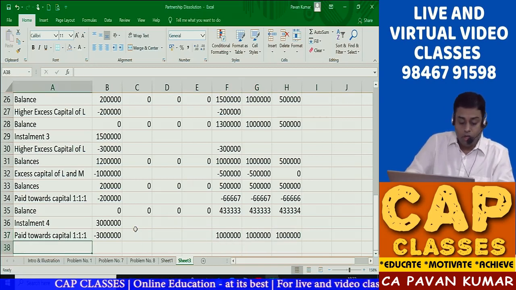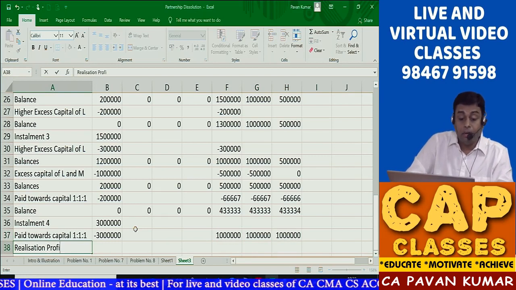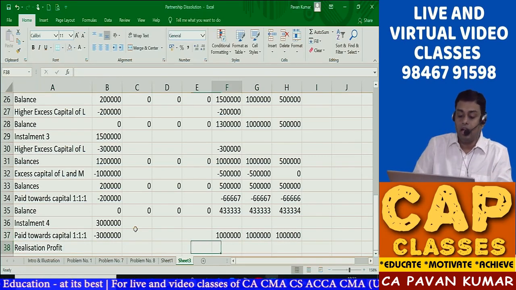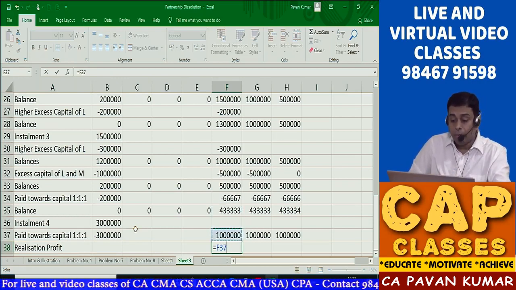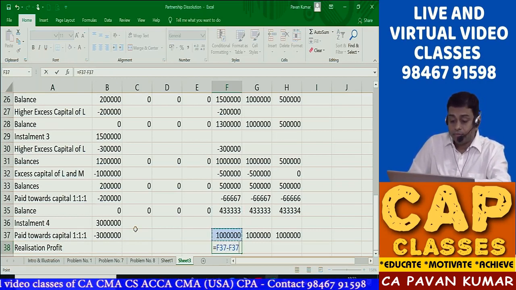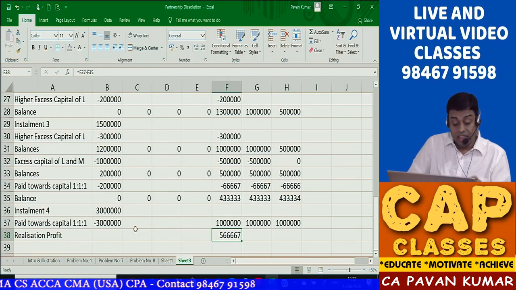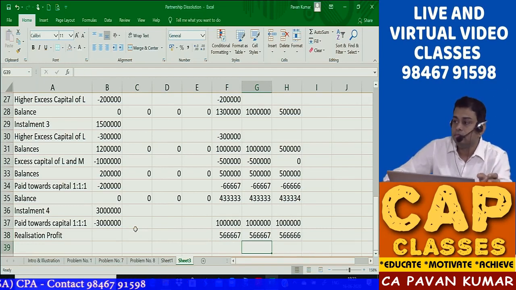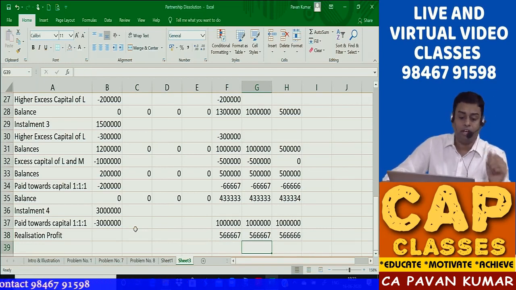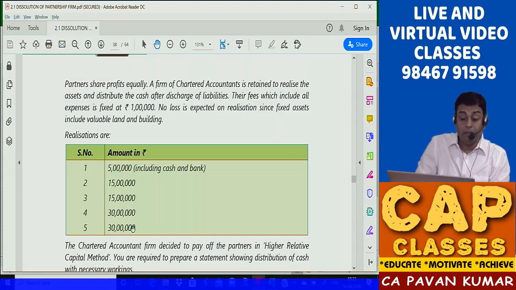Good news. You paid excess. This is called realization profit. How much? I need to pay only this much money, but I paid 10 lakhs. So 5,66,667 is profit already to all these guys. So this is called realization profit. You understand? Then one more bunch of money is also there.